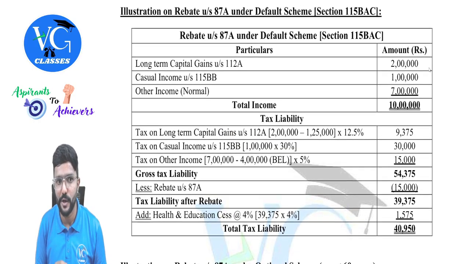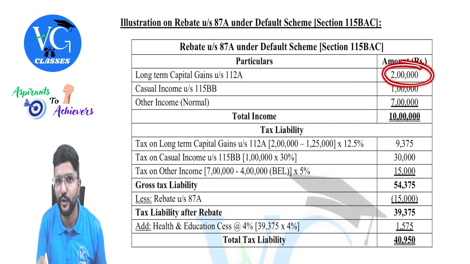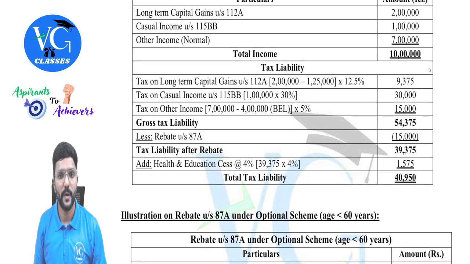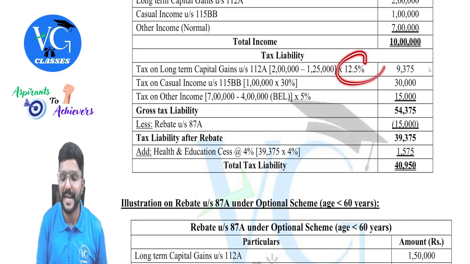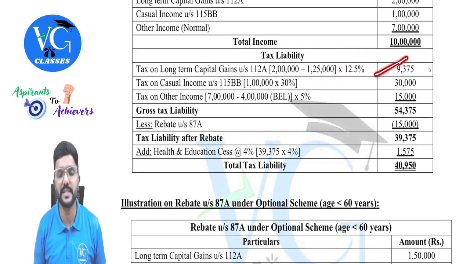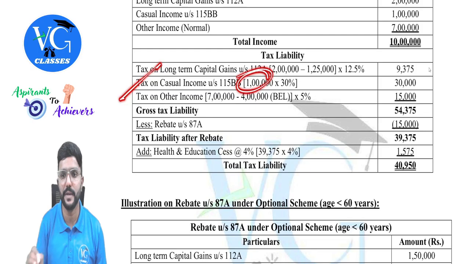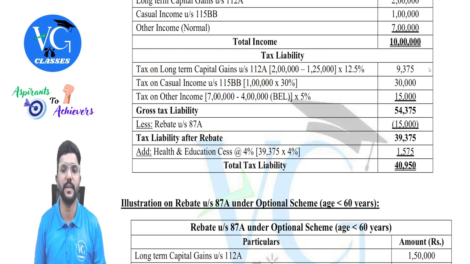Guys, please be careful. Can you observe in total income calculation I have taken the full 2 lakh, but while calculating tax I am reducing 1,25,000. You are also supposed to do it this way. Remaining 75,000 is taxable at 12.5%, which gives us 9,375. Then tax on casual income: 1 lakh into 30%, which comes to 30,000.